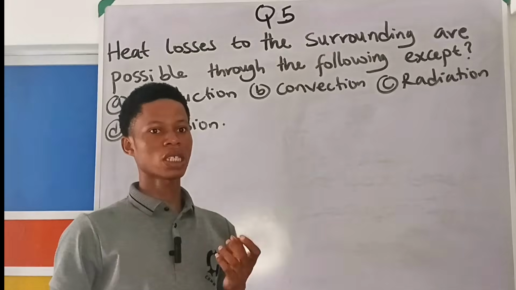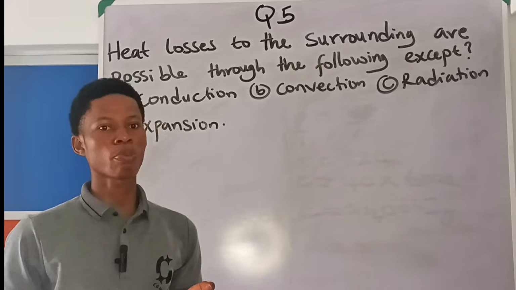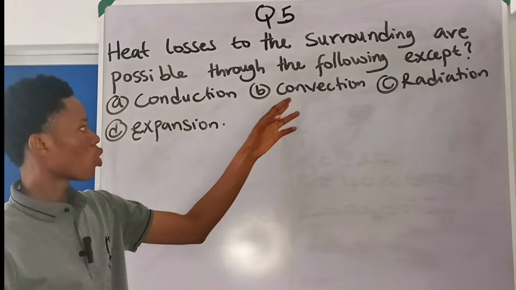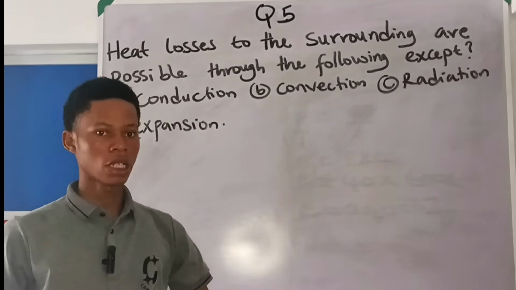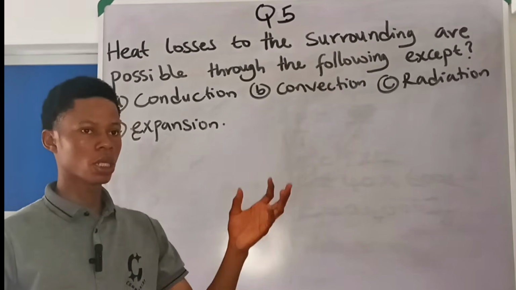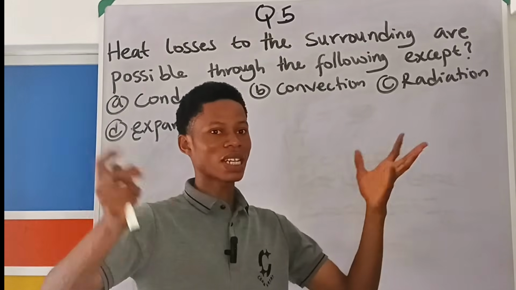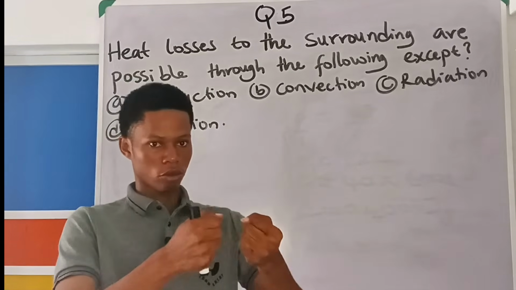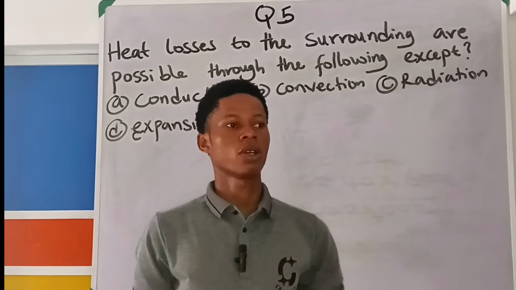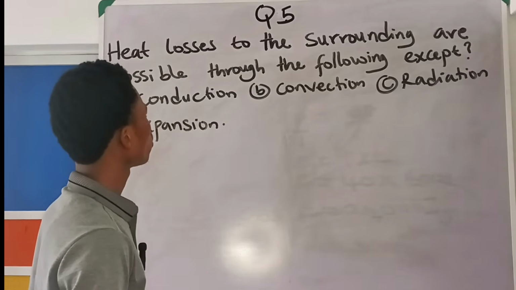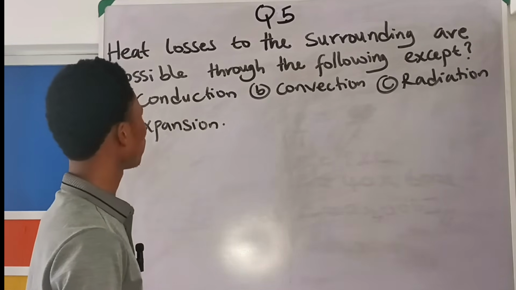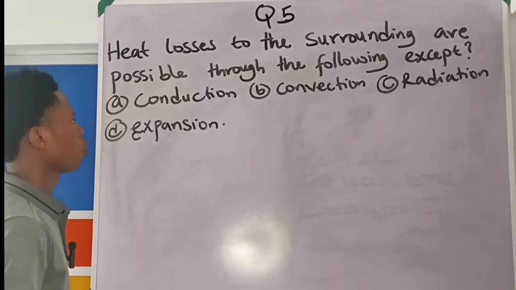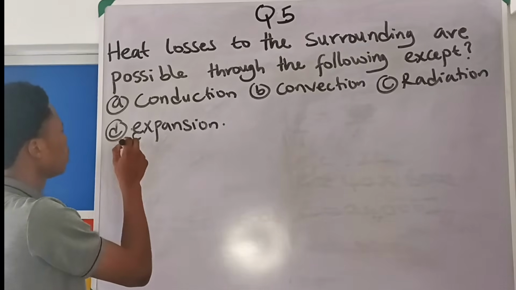That's conduction. Anything that can allow heat or electricity to pass through them, we say they are conductors, right? So that's that. Convection can be seen in liquids. Radiation can be seen in gases. Expansion, we're looking at stretching of a particular material. So they say heat losses to the surrounding are possible through the following except. So which one of these will not permit heat loss? The answer is simply D.